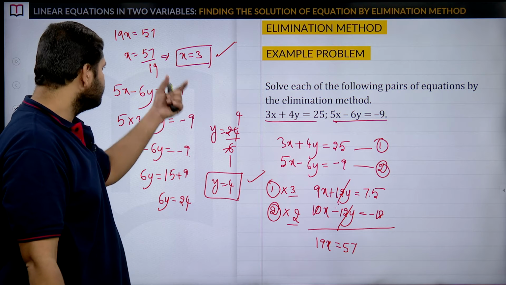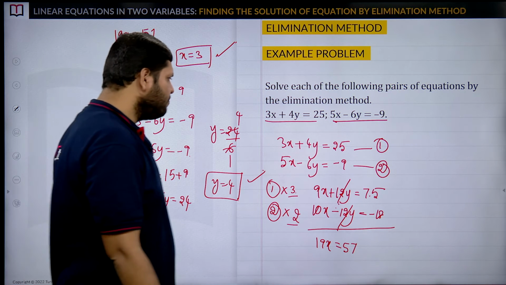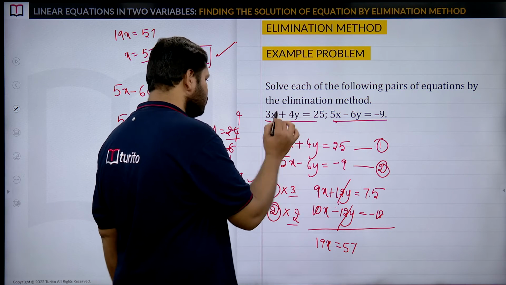Then children, take the x is equal to 3 value and go for any one of the equations. You can go for equation 1 or you can go for equation 2.